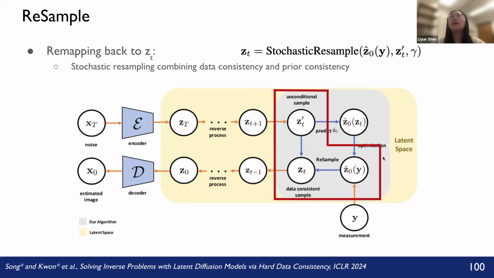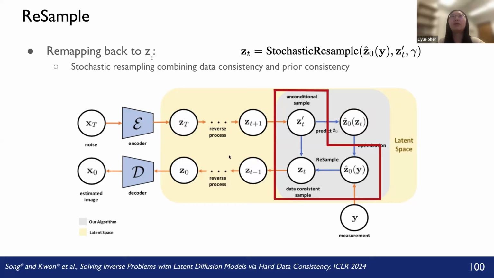Finally, we do the resampling process, which projects the current Z0 back to the noisy data manifold in the latent space, in order to continue the sampling for the subsequent steps. Previously, the standard approach is stochastic encoding, which just adds noise from the Z0 to the noise manifold at time t. But here, we find it is very important to also incorporate the information from the previous unconditional sampling, shown as Z prime here.